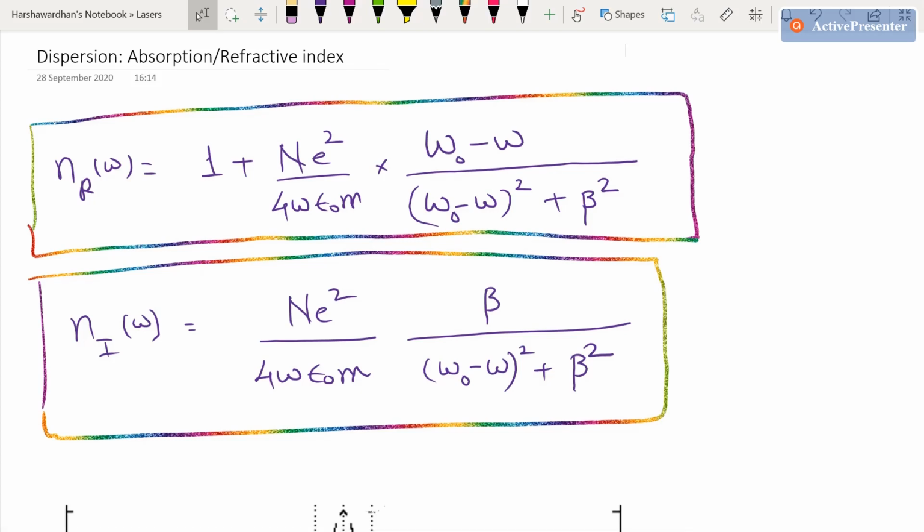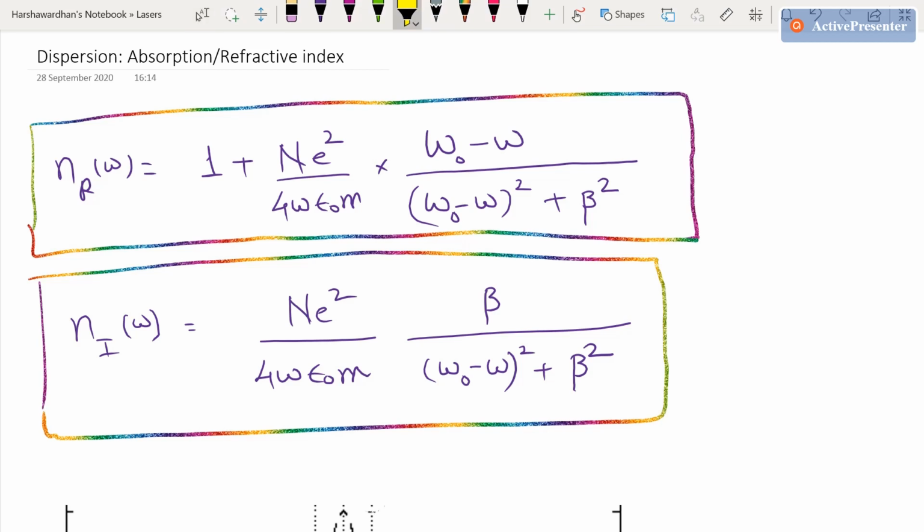Hello. So now we are going to look at the frequency dependence of the real and imaginary parts of the refractive index. I have simply borrowed these two expressions from my previous lecture. You can clearly see that what we are focusing on now is this dispersive aspect, that is, the frequency dependence of these quantities.